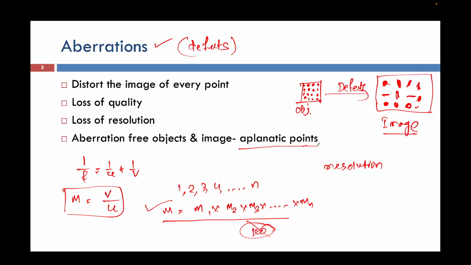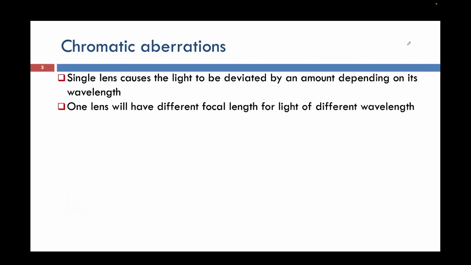Okay, so for the defects, we'll see there are different types of defects. One defect is called chromatic aberration. Another type of defect is called achromatic aberration. We'll go through each and every one of these aberrations, what they mean, the chromatic aberration and the achromatic aberration. Okay, so first let's go to chromatic aberration.